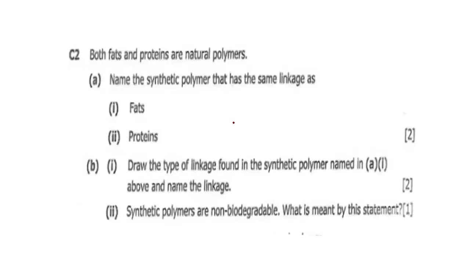C2, the question reads, both fats and proteins are natural polymers. Name the synthetic polymer that has the same linkage as the fats, proteins. Now, let me just give a comment on this one so that we can even revise. I always advise organic chemistry is a very important aspect of the exam. Please revise and know it.